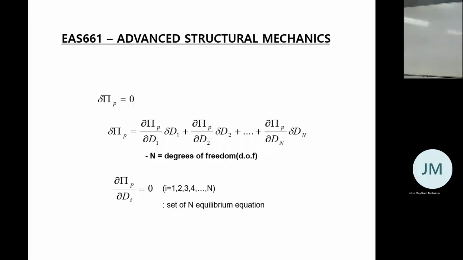So when each one of these becomes 0, meaning that if you have i equal to 1, which is a 1 degree of freedom problem, then you have one equation that you need to solve for the equilibrium solution. If the degrees of freedom is 2, then you have 2 equations, because you differentiate this first with respect to d1, second with respect to d2, so you have 2 equations.